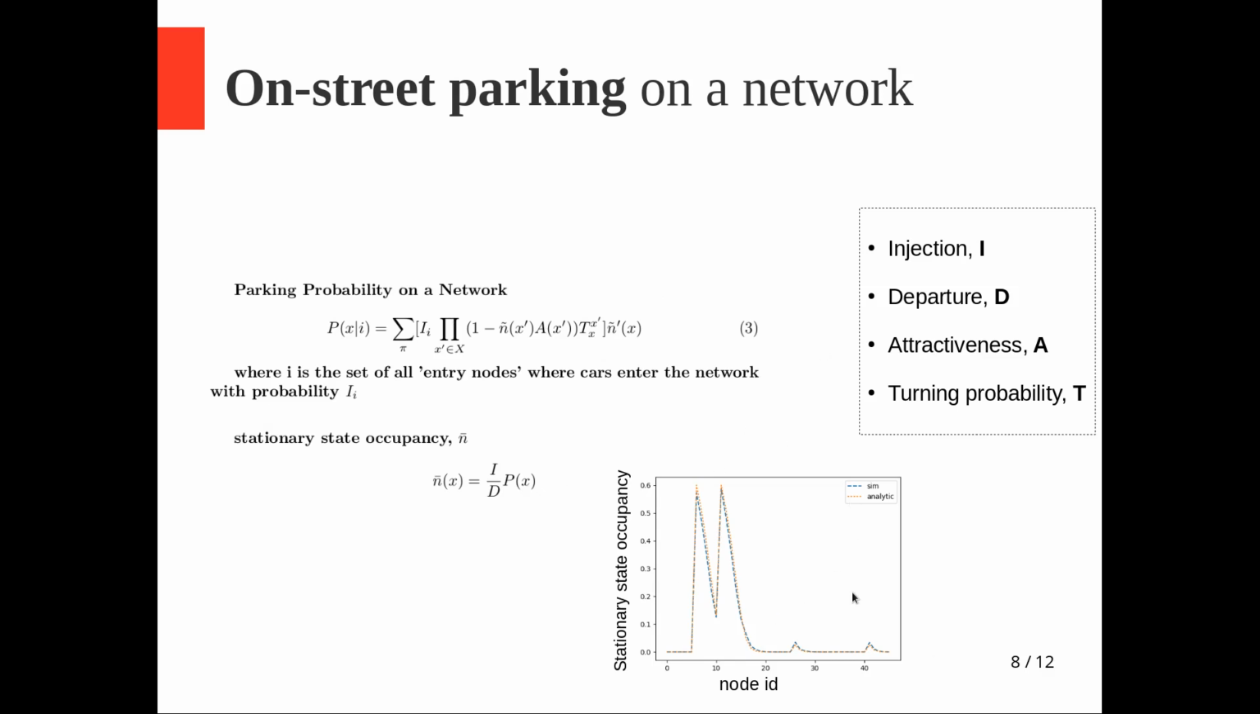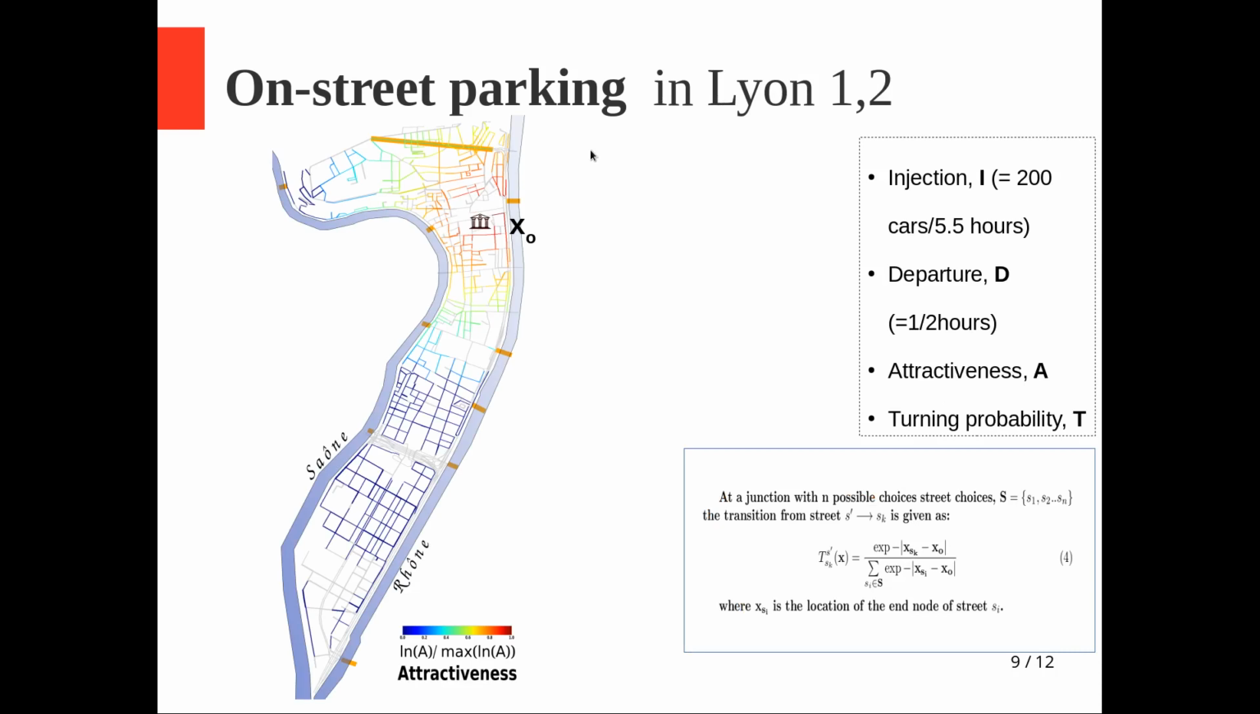So we do this and we add the extra terms to the formula and we solve for the occupancy, and it seems to work. So now we have all the ingredients and we want to apply it to a real network like the one I showed you before. Here it is again. This is the business and shopping district of Lyon, separated from the rest of the city by these two rivers, spanned by bridges, which will serve as our injection points I. Having defined this and the departure, we have our first three ingredients.